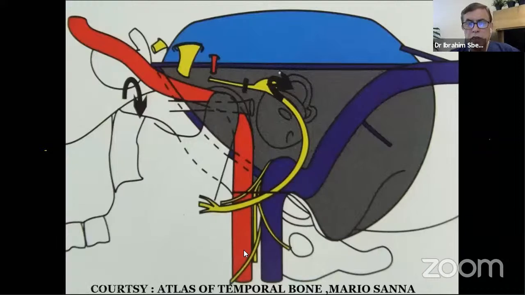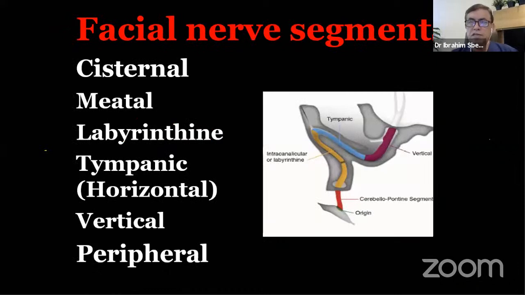Again, you can see the carotid artery coming in the neck to the petrous part, to the paraclival part and the cavernous part, the jugular vein here, jugular bulb, and the sigmoid sinus, the superior petrosal sinus here, and the inner ear here, and the facial nerve coming out. So we need to know a lot about the facial nerve relationship in the petrous bone.